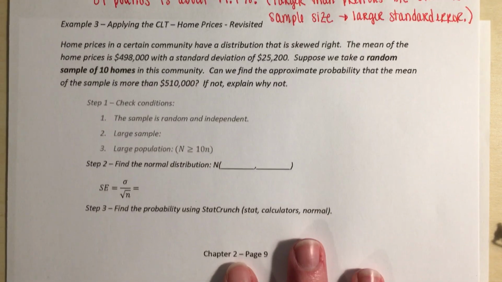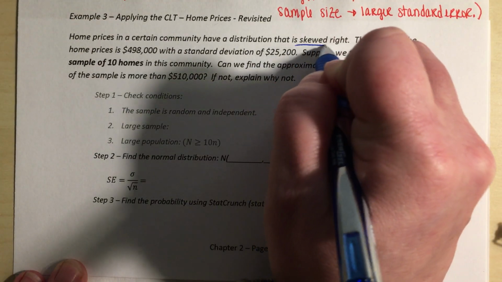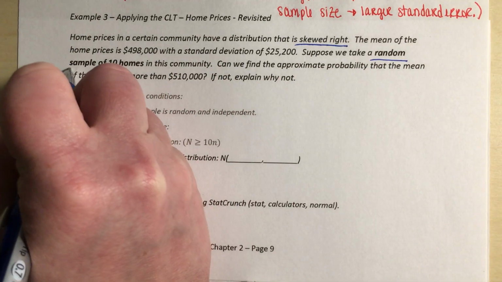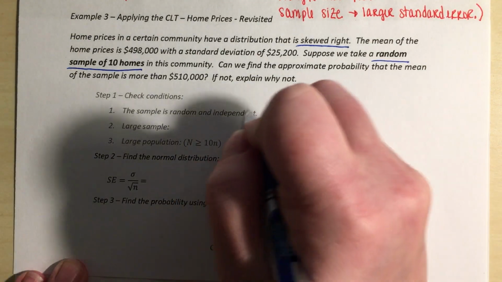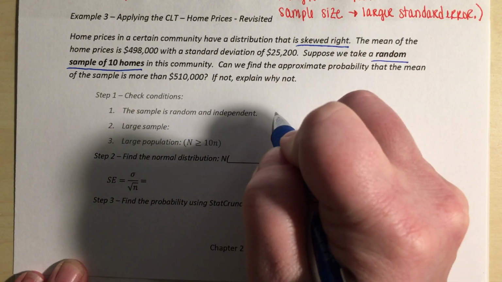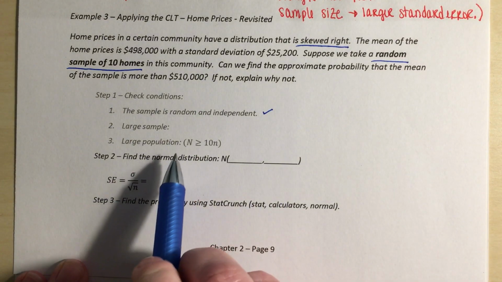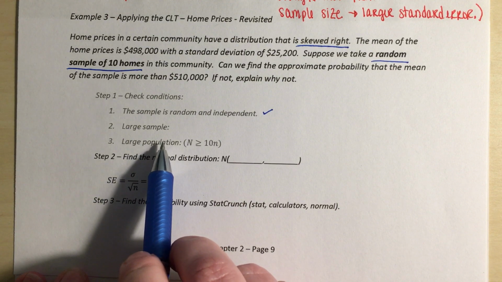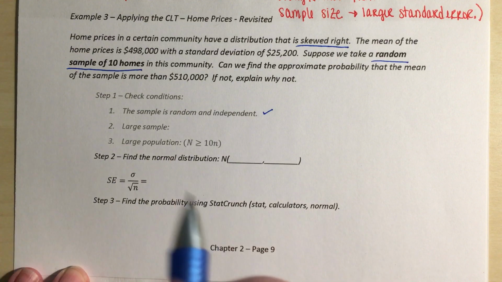All right, so we're going to also revisit example 3. We're going to look again at these home prices. So we had a distribution again that was skewed right. In this case, we're going to take a random sample of 10 homes. If we check our conditions, condition number 1, our sample is random and independent. Yes. Condition number 2, if we have a different shape distribution other than a normal distribution, our sample size has to be larger than 25.